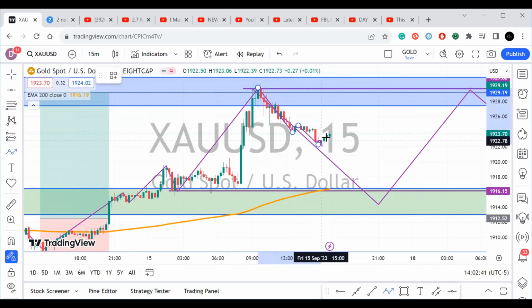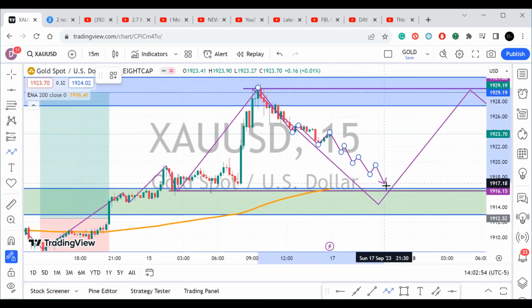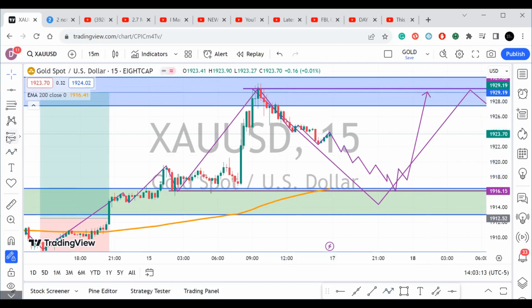If price keeps dropping lower to make like a 100% pullback with this area, if it keeps dropping, let's say I see a break of structure on the 15 minutes, once it pulls back, I'm going to be buying to take profit here. So you have to pay attention to this structure. This is what I'm looking for.